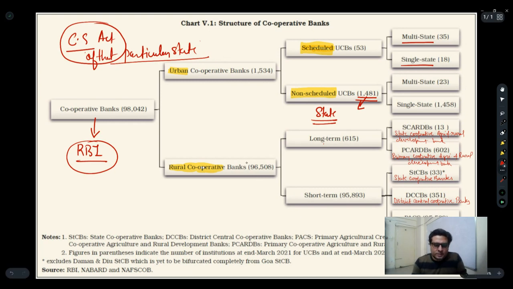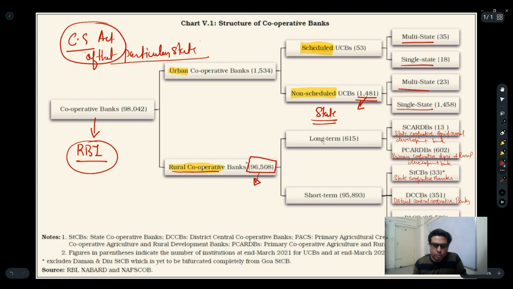I told you at the state level, they have to follow the terms and conditions put forward by the state. And if they are following the terms and conditions of two states, they can work in multi-state. If they are following the terms and conditions of a particular state, then they can function in that particular state only. In that way, they are multi-state or single state. Now, let's move to rural cooperative banks, right? You can see the number 96,508. That is the RBI data.